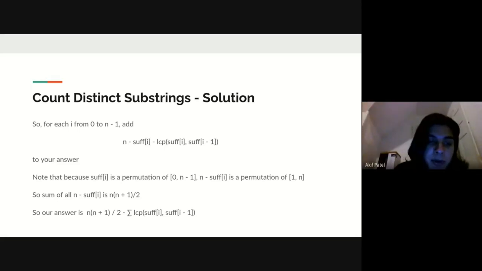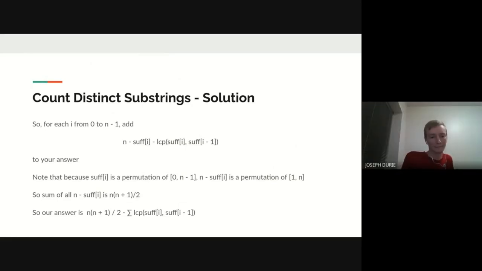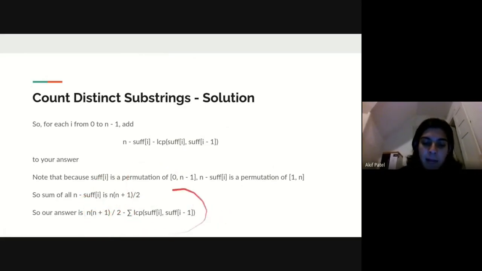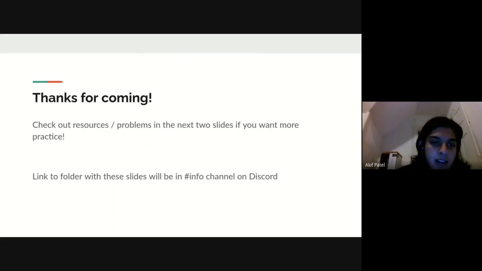In actually computing this, we don't need to do the math. The math simplifies a lot because we can just keep track of the values that we subtract each time, the LCP values. And the other part, the number of original prefixes of each suffix, all add up to just n plus 1 choose 2, the total number of substrings. So we just take the total number of substrings minus the sum of these LCPs. That's pretty much it, unless you guys have any questions.